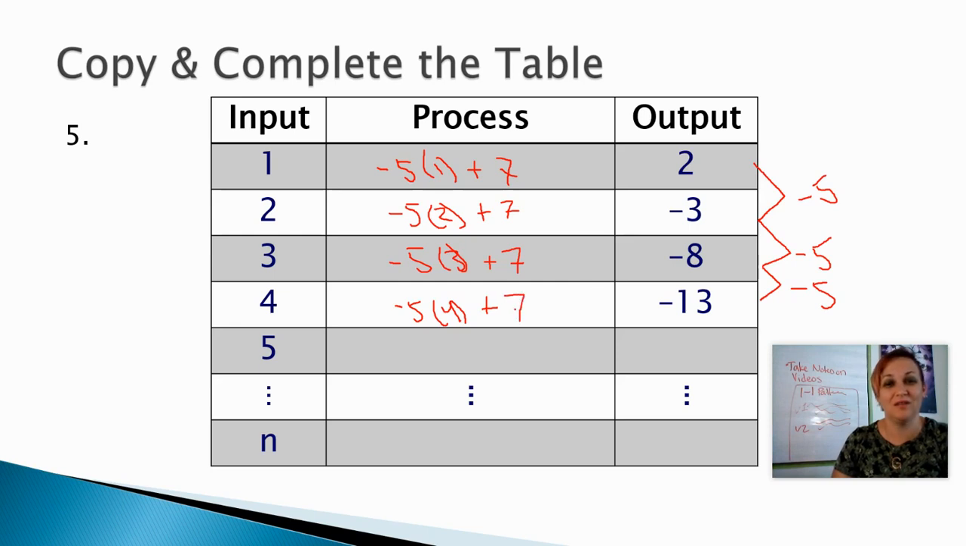I think our pattern is that I'm going to take my input number. I'm going to jump down here to my variable. I'm going to take my input number, n, and I'm going to times it by -5. And then I'm going to add 7.